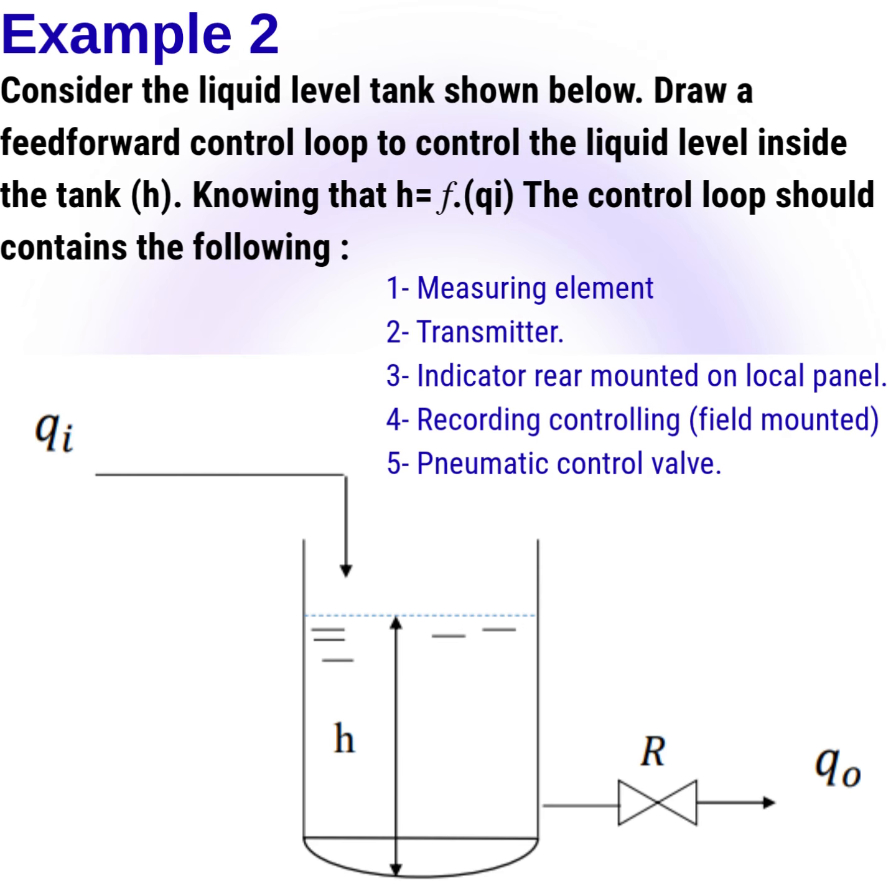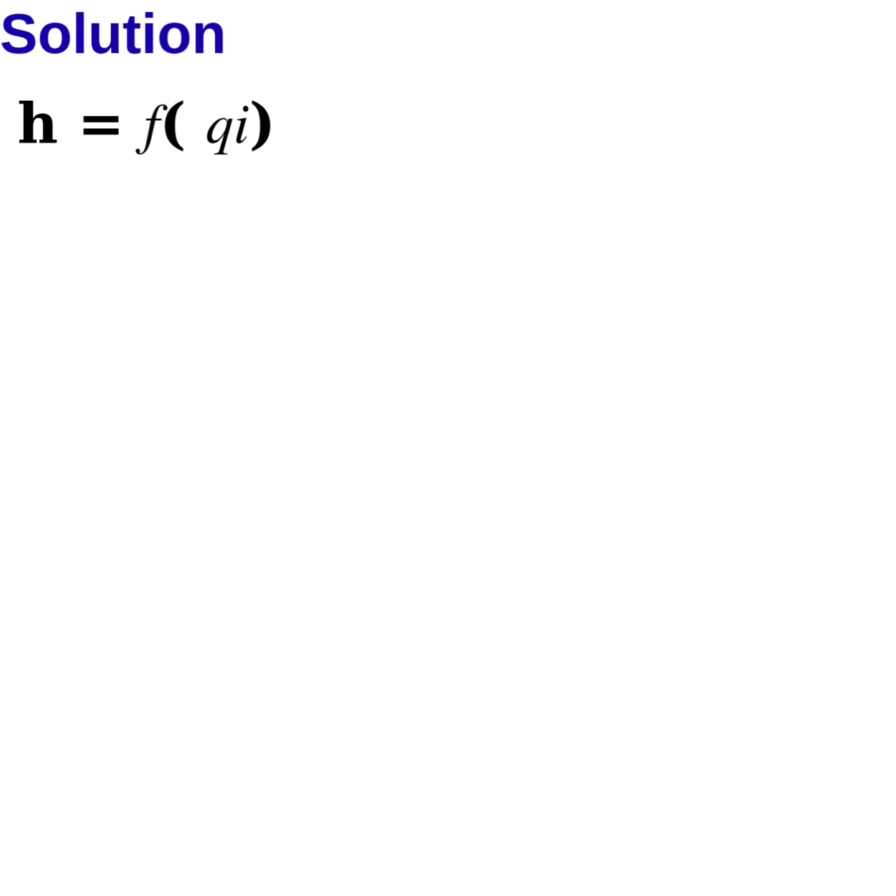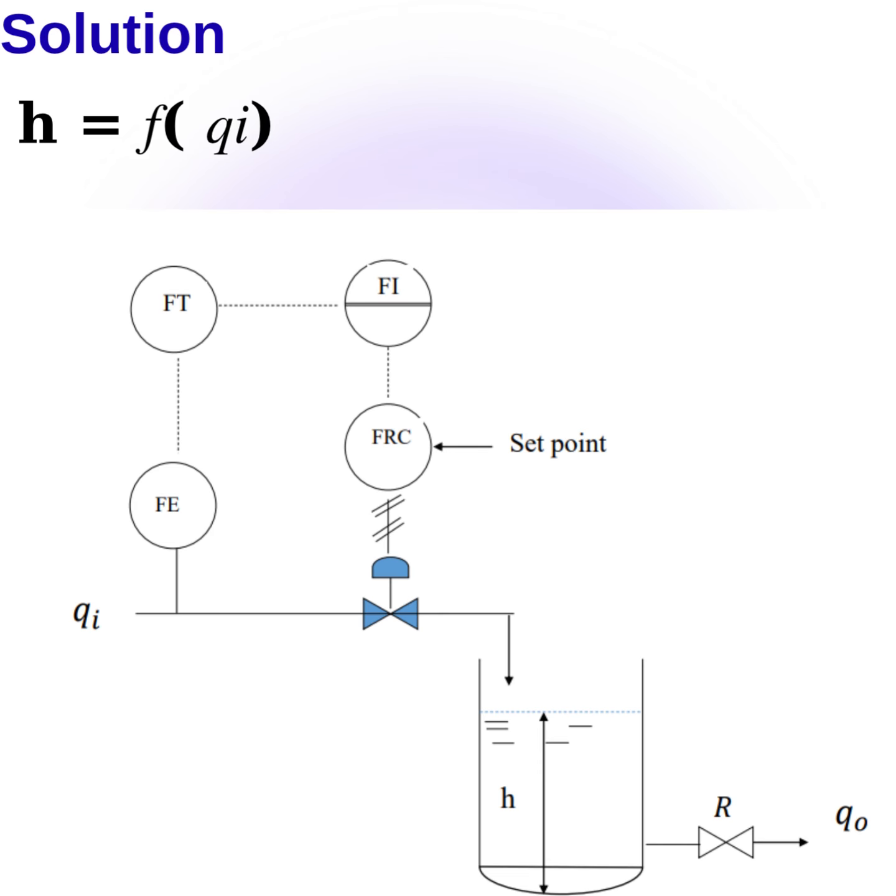Example 2. Consider the liquid level tank shown below. Draw a feedforward control loop to control the liquid level inside the tank, H. Knowing that H = f(G), the control loop should contain the following. Solution: H = f(G).